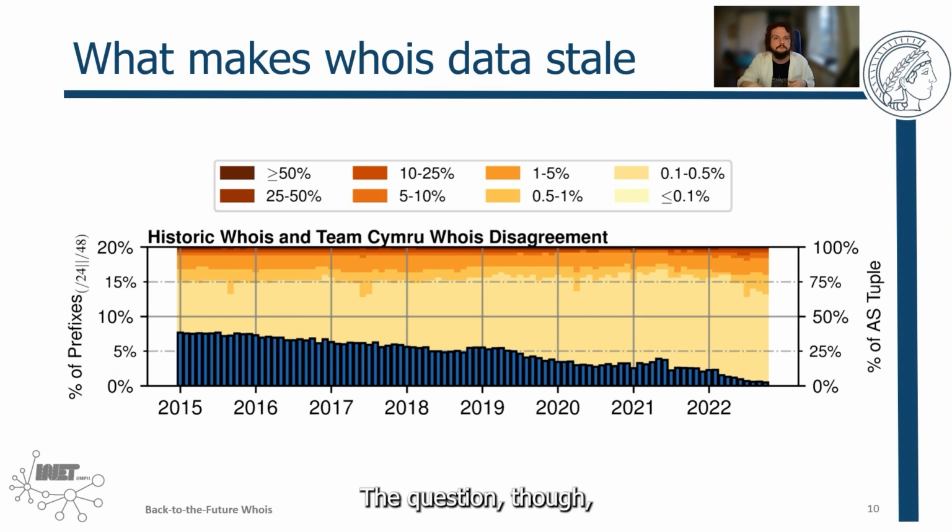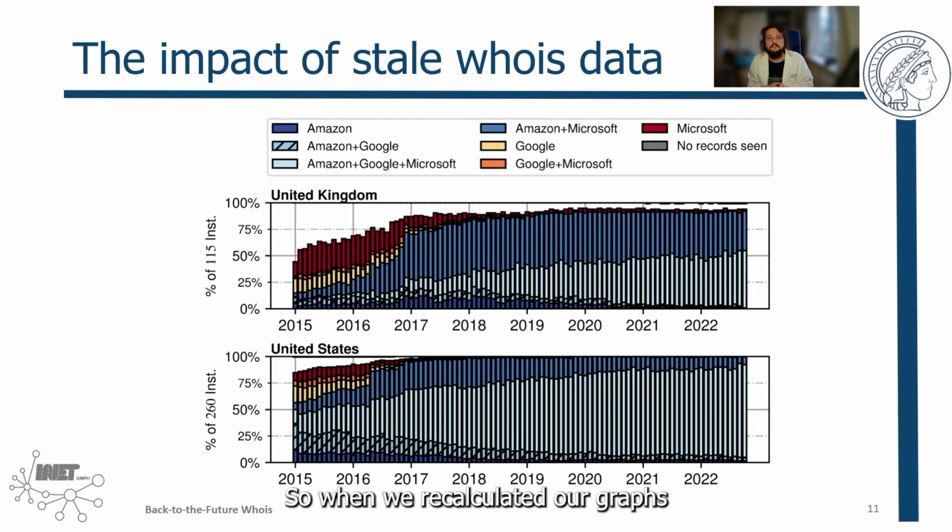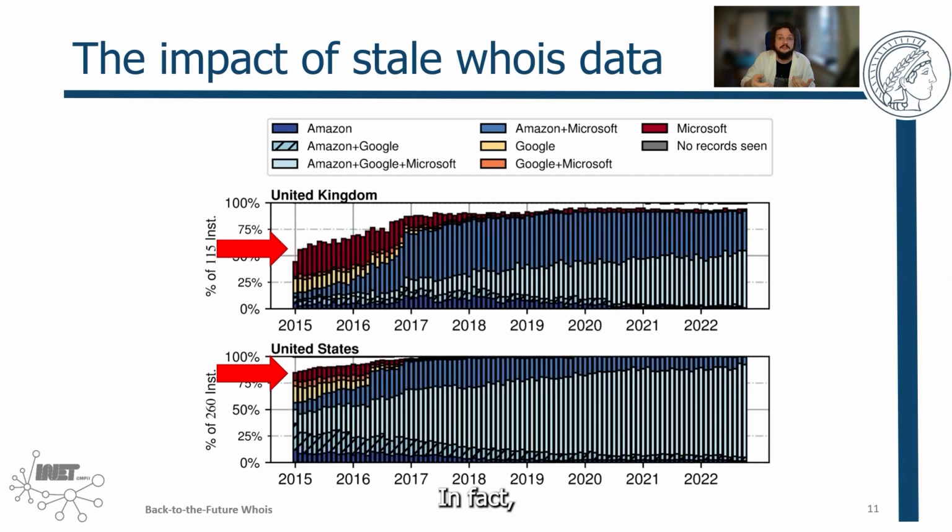Big question though, what does it do to our data? So when we recalculated our graphs from the beginning, like the one you saw earlier, using the Back to the Future Whois data, we see that it actually does change the results we have. In fact, especially in the UK and the US, there is a considerable drop in measured Amazon usage in 2015 and right about until mid-2016. And especially for the UK, this leads to a highly different adoption curve, much steeper, for Amazon actually getting into that market, partially changing even our conclusions.